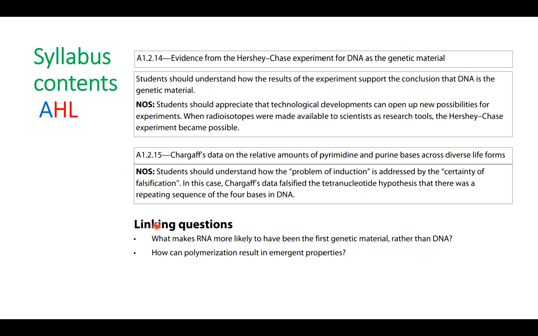They have incorporated this new concept in the syllabus, how we can connect our current topic with another topic, right? So here they are talking about what makes RNA more likely to have been the first genetic material rather than DNA. Second is how can polymerization result in emergent properties. We'll talk about that also in the lesson. So let's begin with the content.